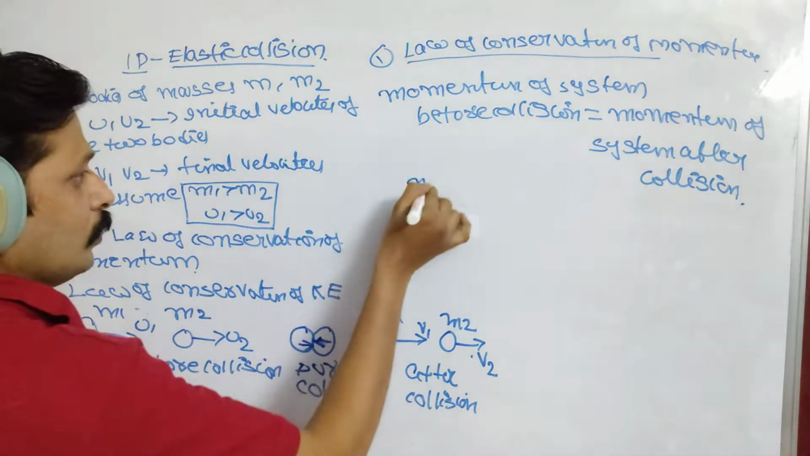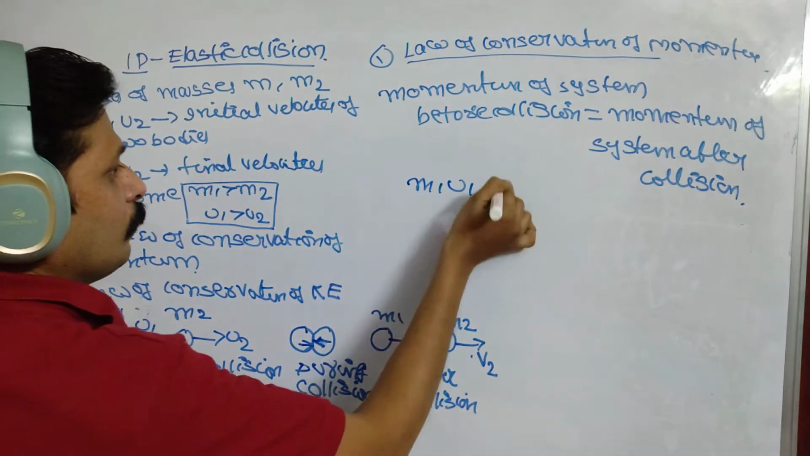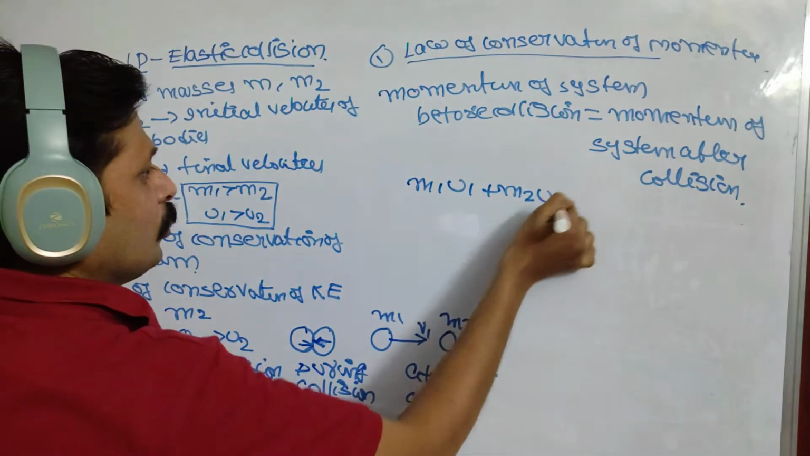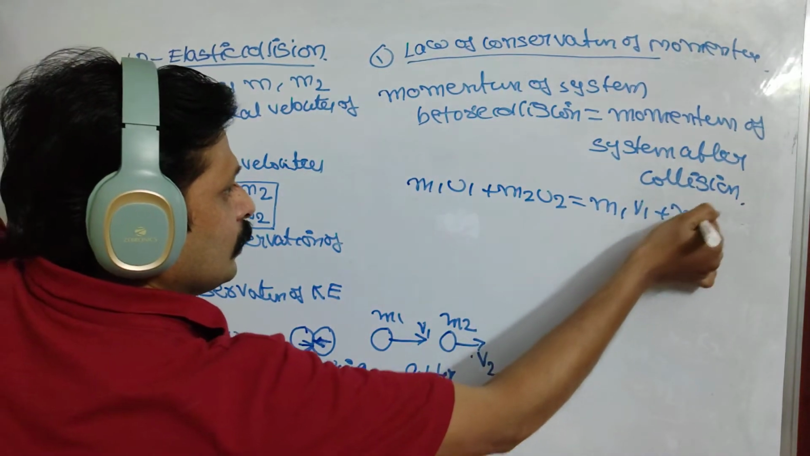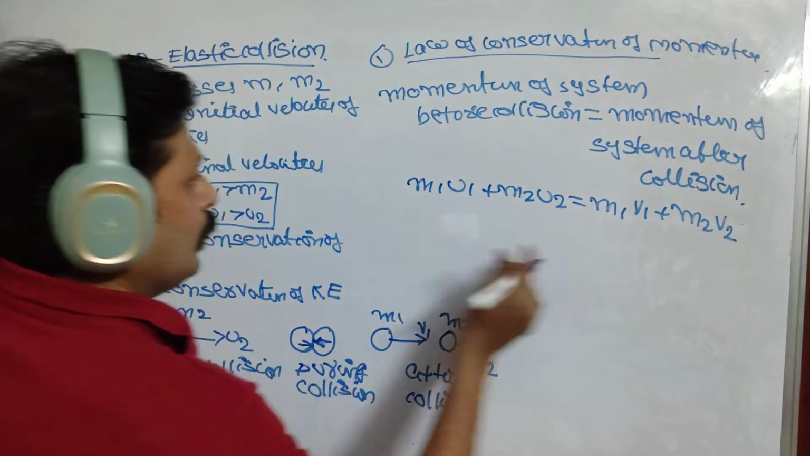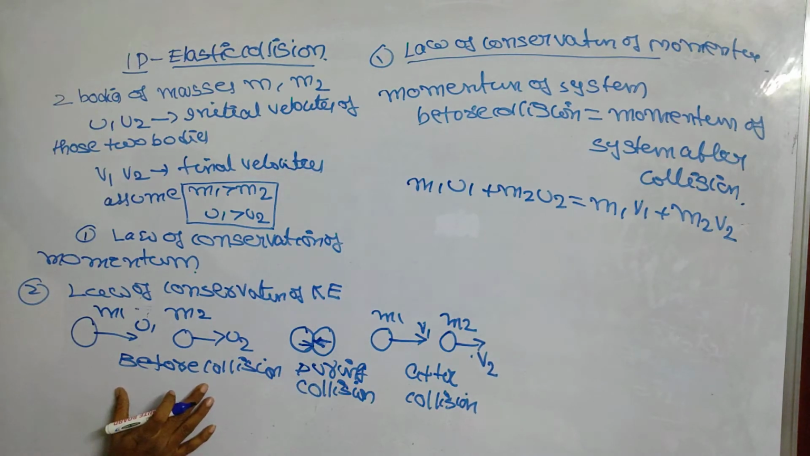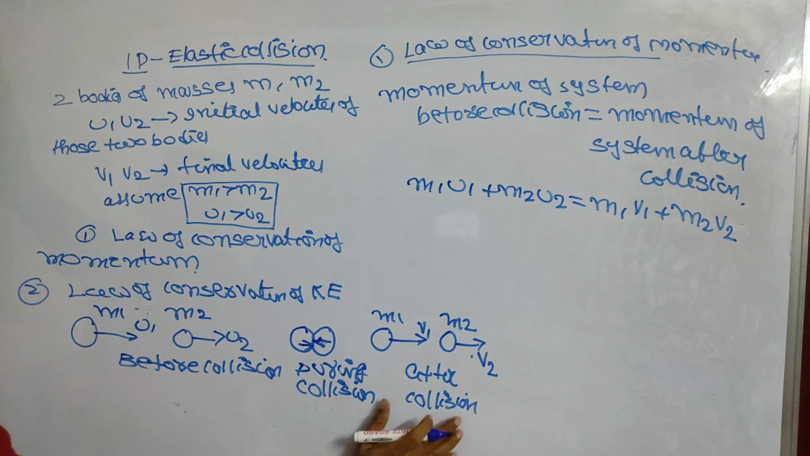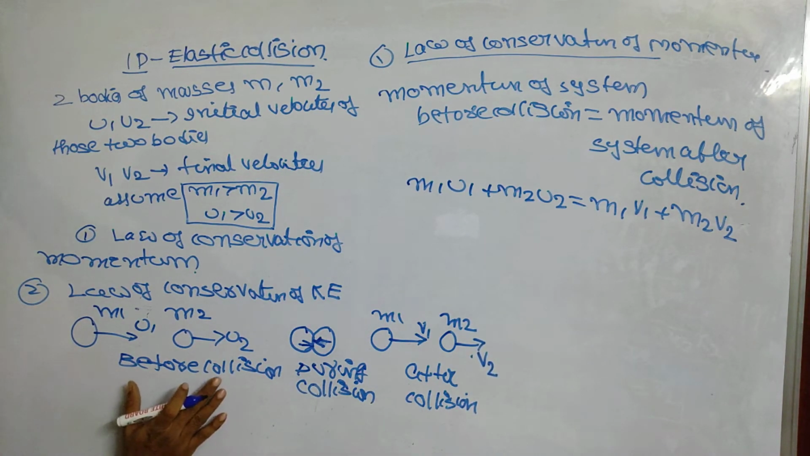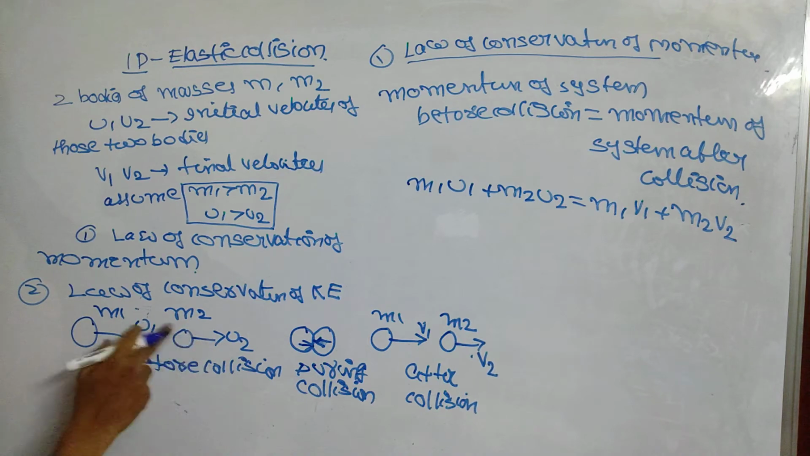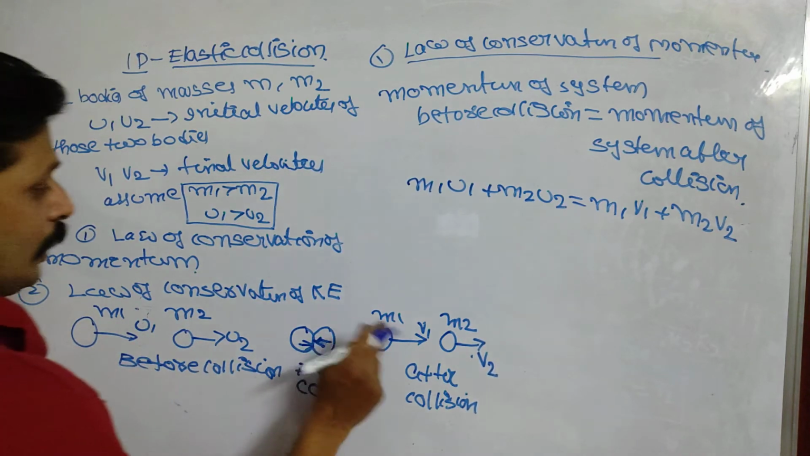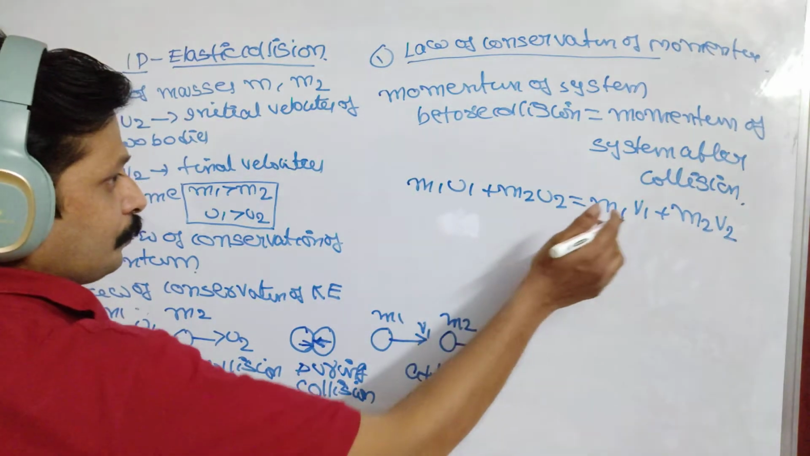Then you write now m1 u1 plus m2 u2 equals m1 v1 plus m2 v2. We observe now before collision these two, after collision these two, because momentum equals m into v: m1 u1 plus m2 u2, p1 plus p2 indirectly. Here also m1 v1 plus m2 v2.